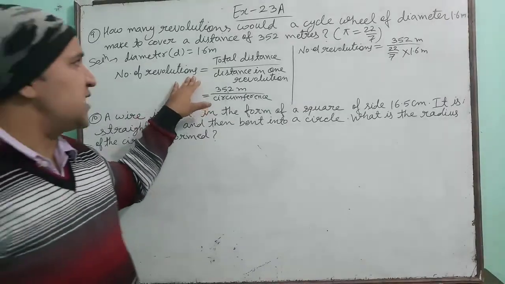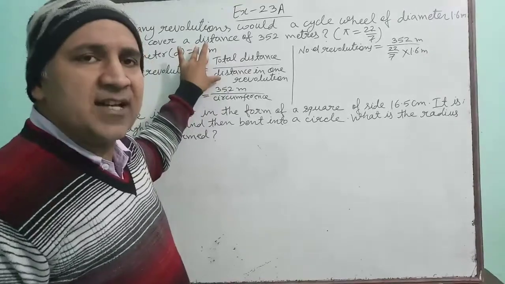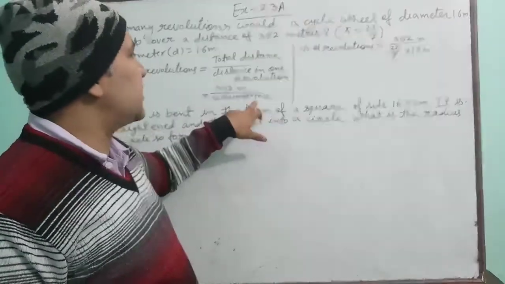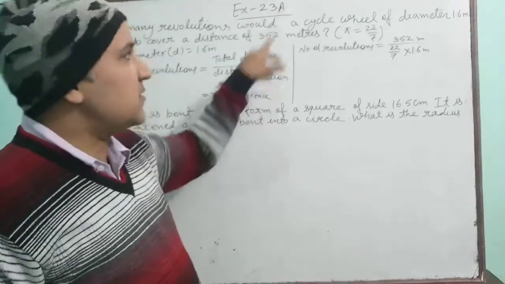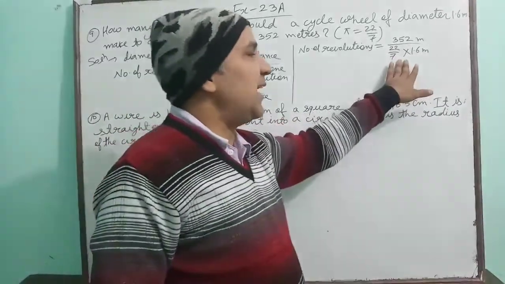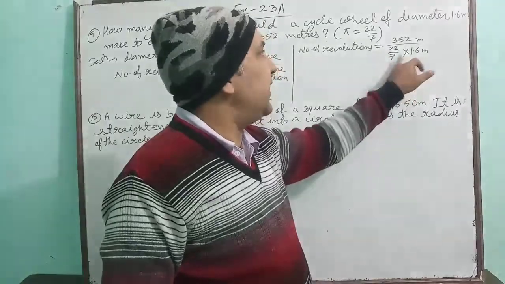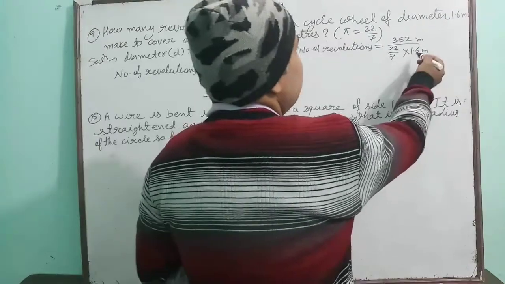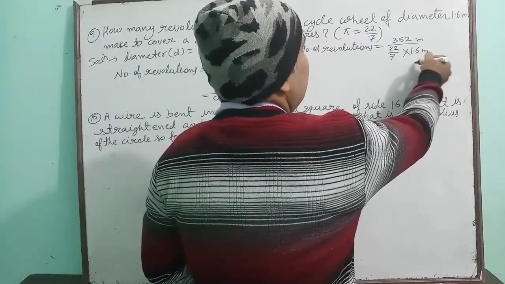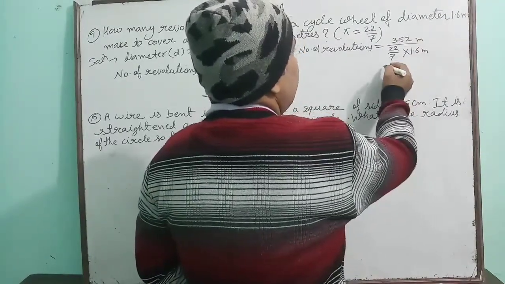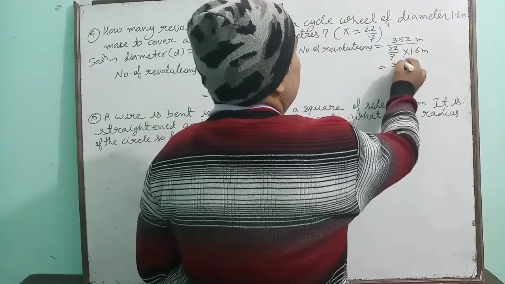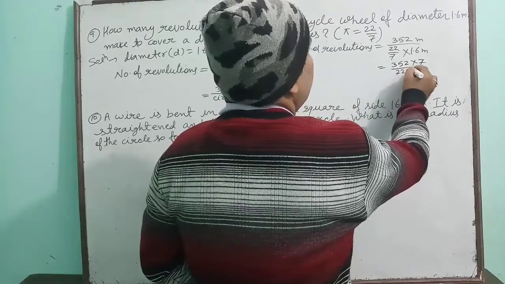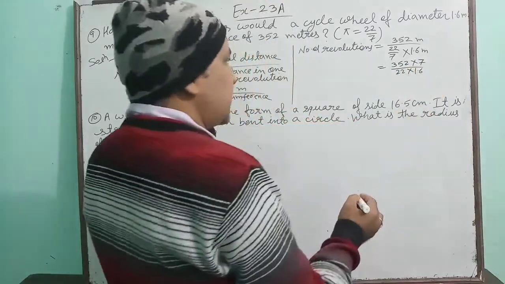Number of revolutions will be equal to total distance upon distance in one revolution, and distance in one revolution is equal to circumference, and since diameter is given, we can find the circumference, pi into diameter. Now solve it and get your answer. You can see that this 7 will be multiplied with numerator, so you will get here 352 into 7 upon 22 into 1.6.